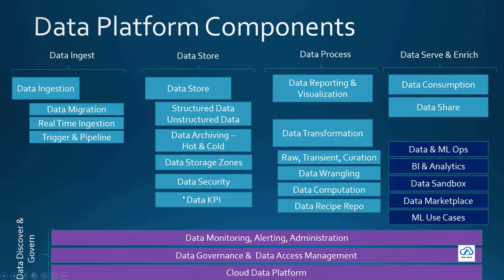Then once you have stored the data, you need to have data processing. On the data process side, you need to have proper data reporting or visualization. Power BI could be a part of it. But you need to do the data transformation, which works with the data storage zones. So as I said, raw, transient, curation, that kind of zone, or raw, bronze zone, gold zone, whatever you call it.